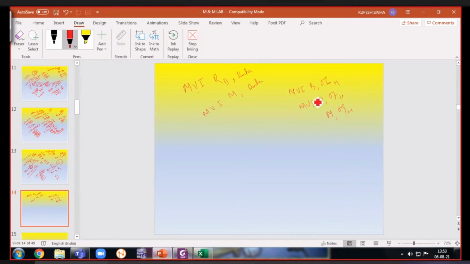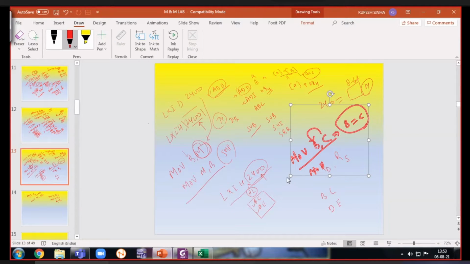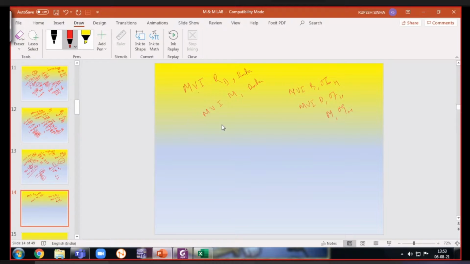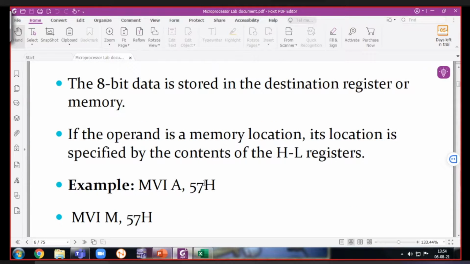So this is the move immediate. Earlier it is move only, like move B comma C. But in this it is MVI R, D comma data or MVI M comma data, like MVI B 06, MVI D 07, M 09, any values. So 8-bit data is stored in the destination register or memory.